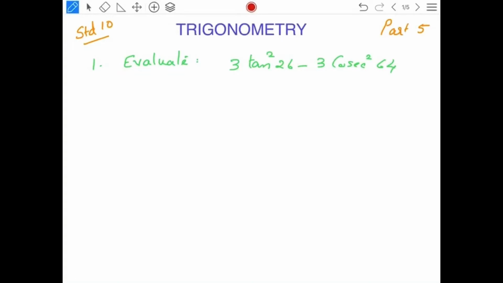So we were doing similar problems in the earlier parts. Continuing with that, we have to evaluate 3 tan square 26 minus 3 cosecant square 64. We are going to use the complementary angles formula. So we will convert cosecant squared 64 to either tan 26 or cosecant 64. One of them you can convert.